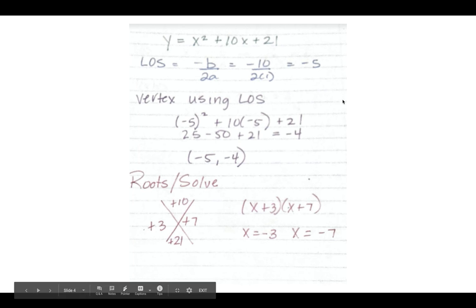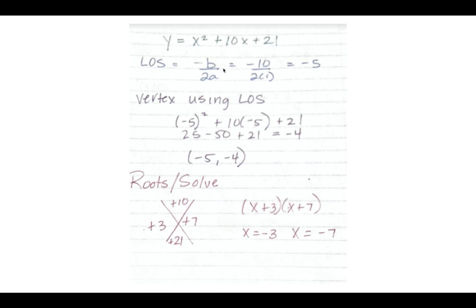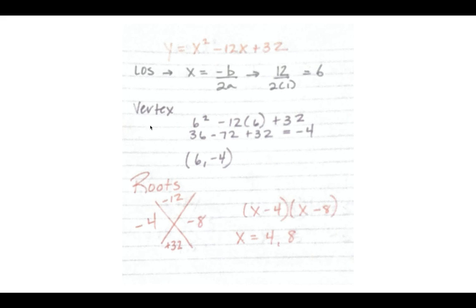For the third problem I sent, again, line of symmetry, opposite of b divided by 2a, I got -5. Using -5 back in the original equation, I solved to get a vertex of -5, -4. Now I need to find the roots, the x-intercepts. So I need to find numbers that add to 10, multiply to 21, +3, +7, but I need to set those equal to 0 to get roots or x-intercepts of -3, -7.